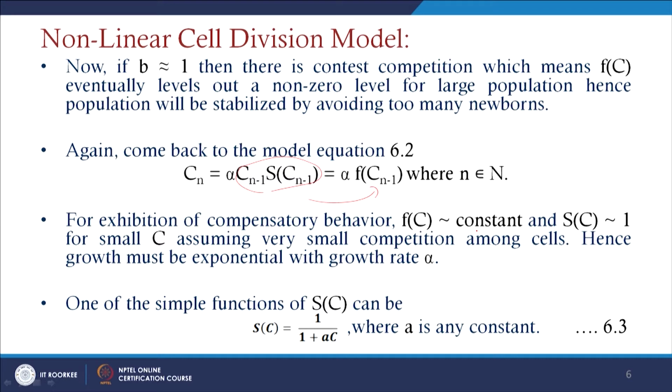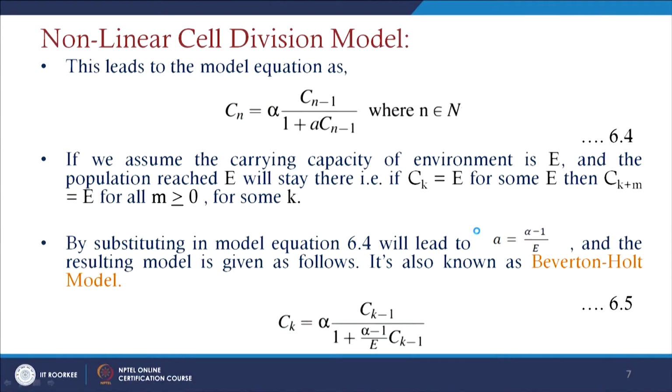One can use a simple nonlinear function of S(C) based on this exponential growth rate alpha, namely 1 by 1 plus aC, where a is any constant. This function is directly constructed and has been verified with experimental observations from cell culture techniques. So, this leads to the model equation, as you can see in the previous slide: C_n is represented as alpha C_{n-1} S(C_{n-1}), and writing out all these factors, the model becomes C_n equals alpha C_{n-1} by 1 plus a C_{n-1}, where n belongs to the natural numbers.